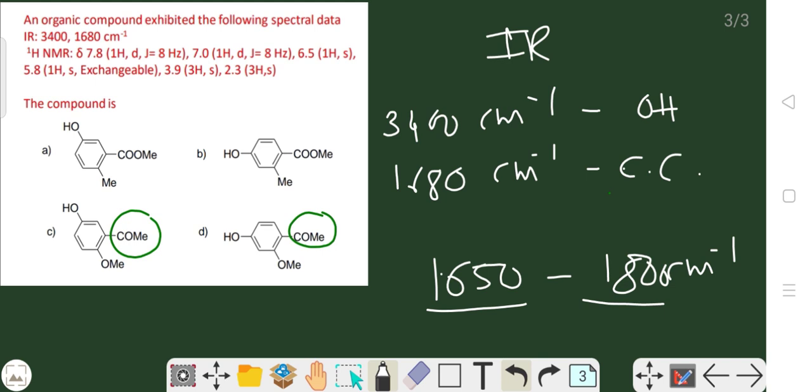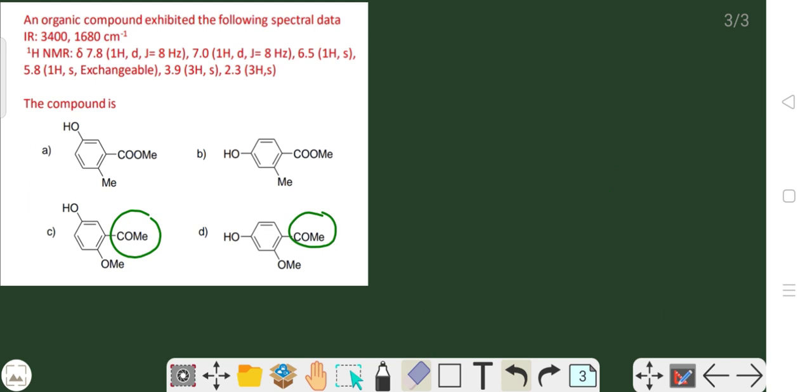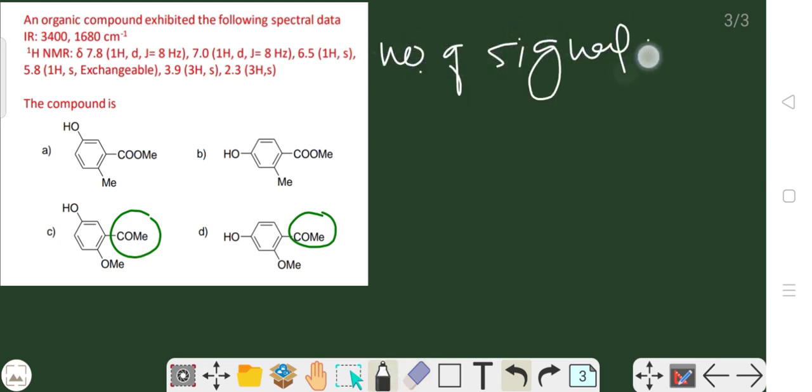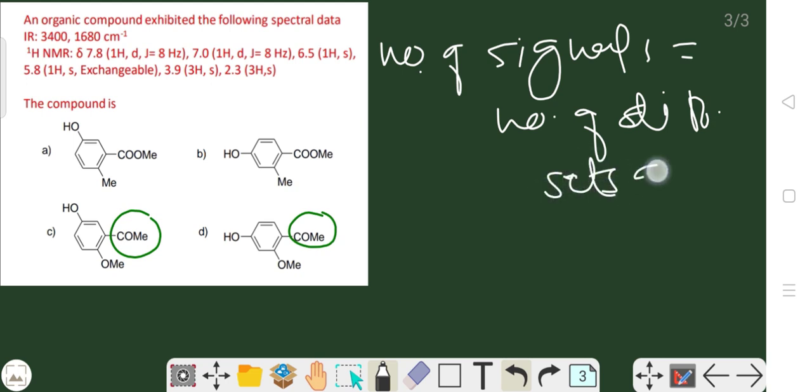Now let's move to the NMR spectrum, and for that the data is given. There are four different signals given. You know that the number of signals in NMR is equal to the number of different sets of hydrogen, and based on that we can classify it. Now we will proceed first with the type of signals which are given.